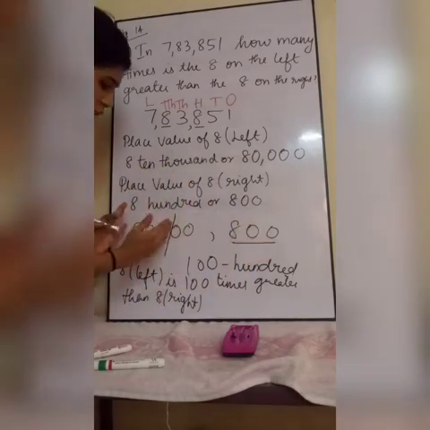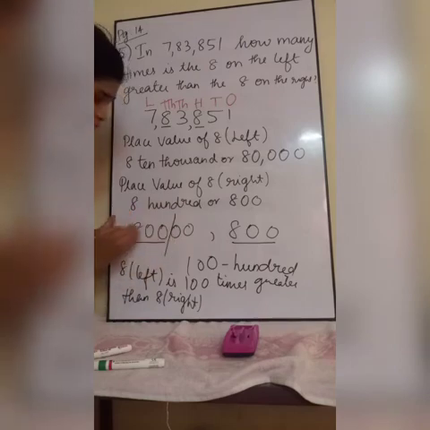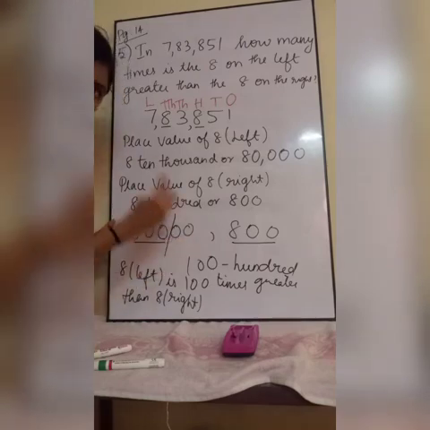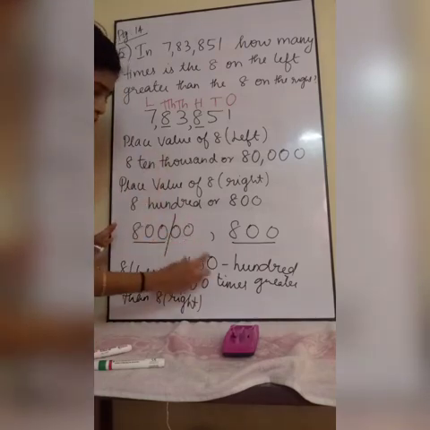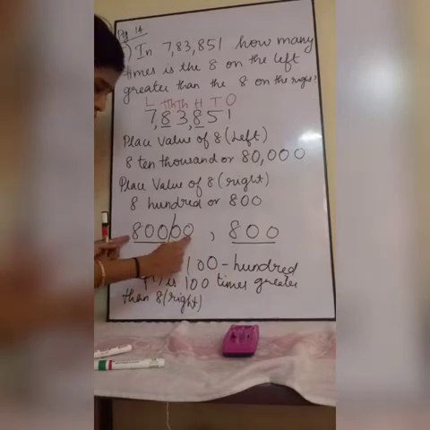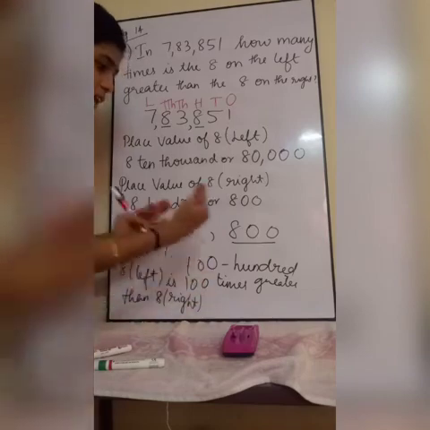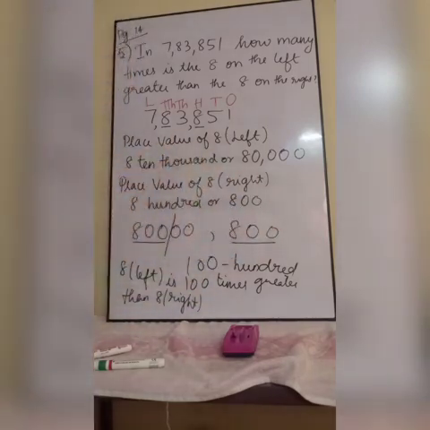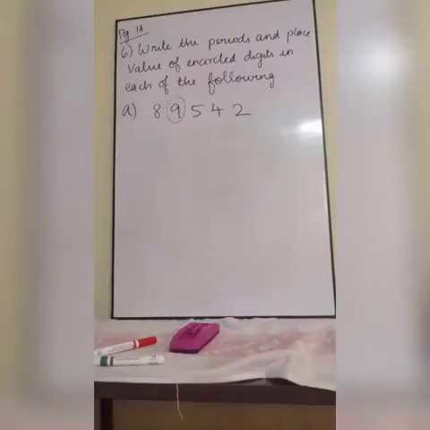This is 800. So, I am separating this 800. So, remaining how many zeros? 2 zeros. So, 2 zeros means it is 100. So, 8 on the left side is 100 times greater than 8 on the right side. Understood?